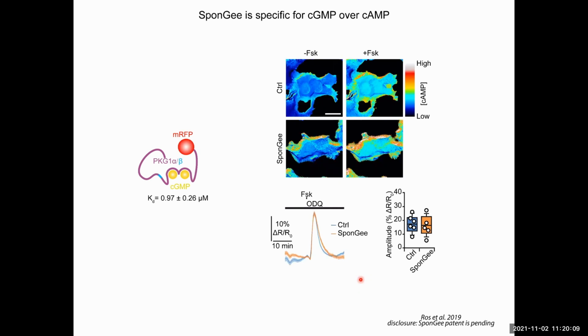Cyclic GMP is quite close to cyclic AMP in terms of chemical structure, so it was important to check for the specificity of SPONGI for cyclic GMP over cyclic AMP. And that's why we use a different biosensor, monitoring this time cyclic AMP. So with SPONGI here or without SPONGI here, the cells respond exactly the same way, with an elevation in the signals detected by the biosensor, meaning that SPONGI is specific for cyclic GMP over cyclic AMP.